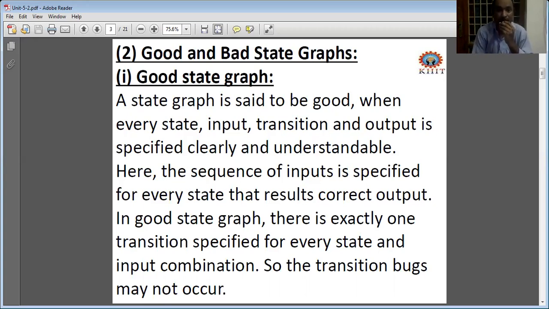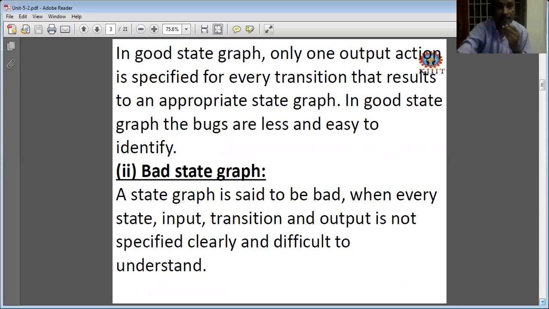So the transition bugs may not occur, because we are specifying one transition for every state. One more thing is, in a good state graph, only one output action is specified for every transition, which results in an appropriate state graph.